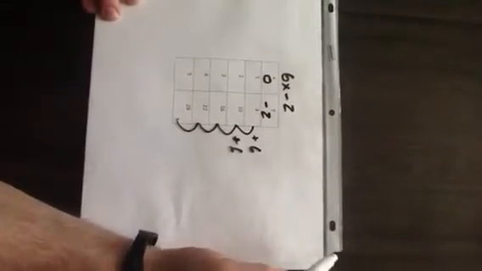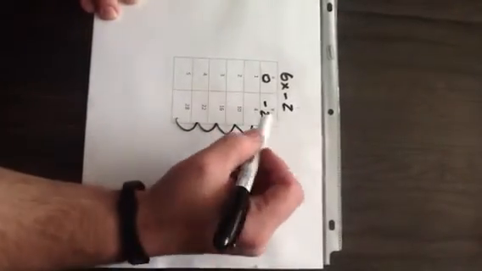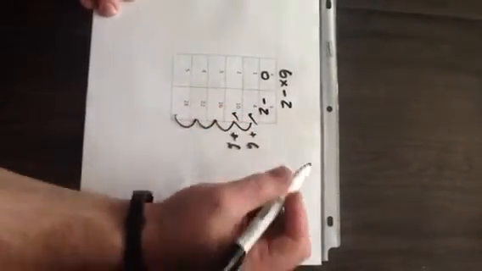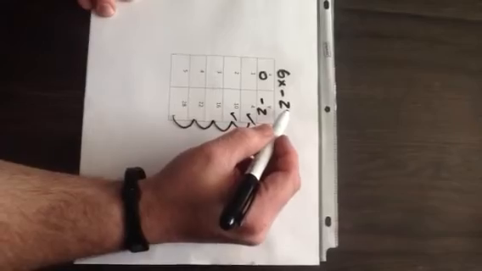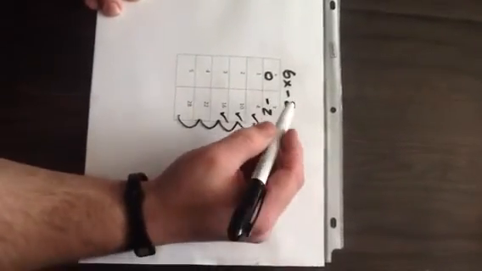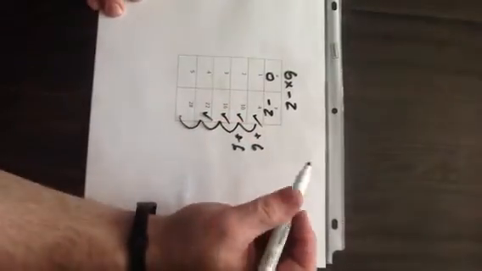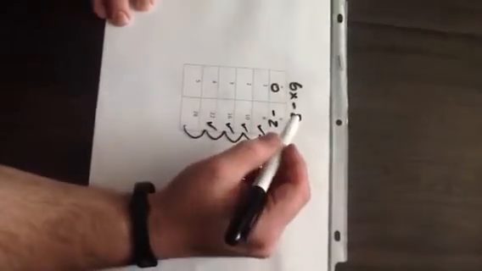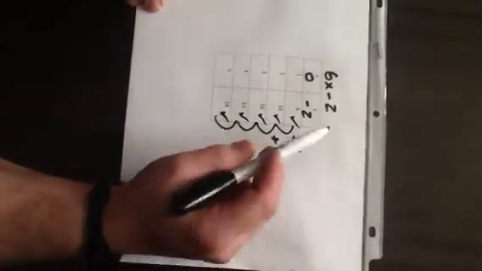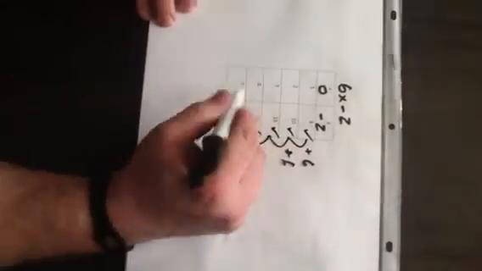Check it out, see if it works. 6 times 1 is 6, minus 2 is 4. 6 times 2 is 12, minus 2 is 10. 6 times 3 is 18, subtract 2 is 16. 6 times 4 is 24, subtract 2 is 22. And 6 times 5 is 30, subtract 2 is 28. And that is how you find an algebraic expression by looking at a table of values.